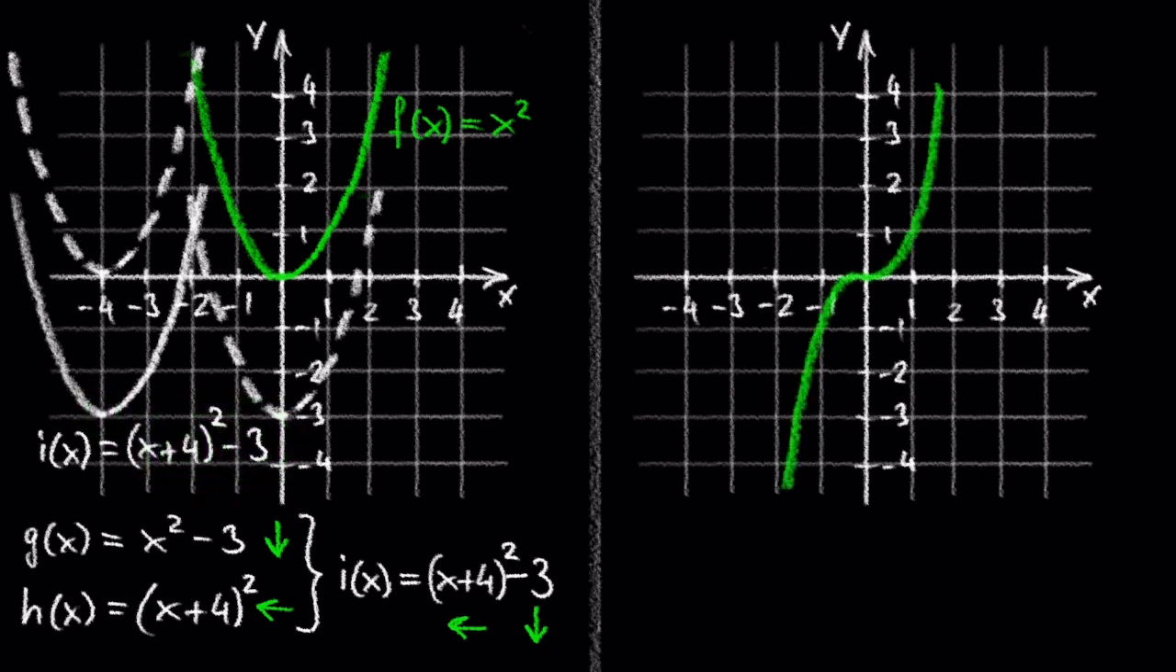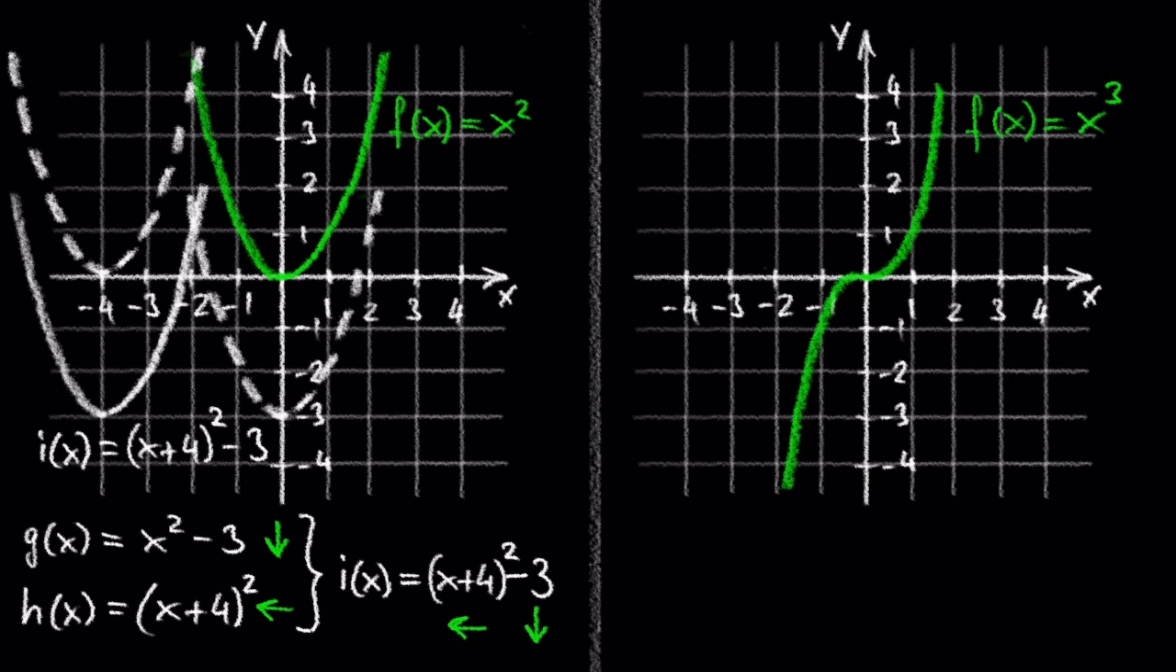Let's do one more example for the sake of practice and look at the cubic function f of x equals x cubed. And shift the graph of this function 1 unit up and 2 units to the left. I really encourage you to pause the video and try this on your own.